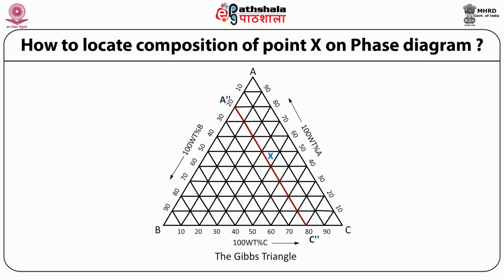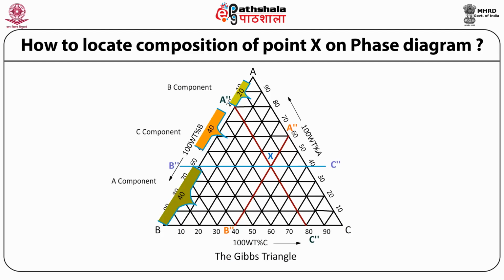Then a line parallel to AB is drawn, which is labeled as A double dash B double dash, but it should pass through point X. Then again draw a line parallel to BC, that is B double dash C double dash, also passing through point X. Therefore, the proportion of each component on the AB coordinate can be labeled as 40% for component A, 40% for component C and 20% for component B. This is the composition of point X.